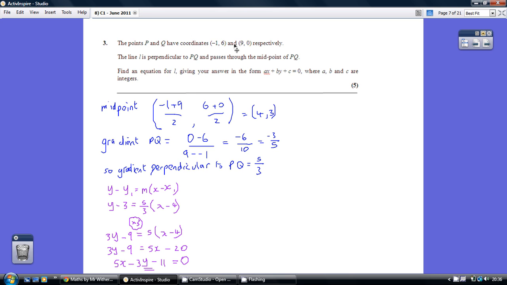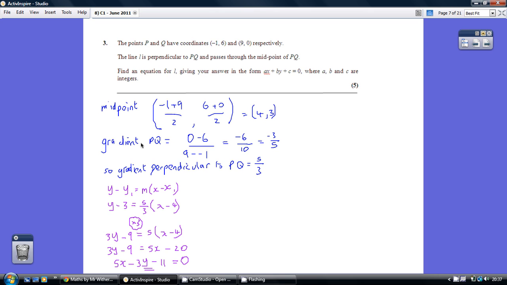To work out a midpoint, you average the x coordinates, so you average the minus 1 and 9, and you average the y coordinates, the 6 and the 0. So averaging the x's, minus 1 plus 9 divided by 2, and the y, 6 plus 0 over 2, gives us 4, 3. So that is the midpoint. That is 1 point on the line L.